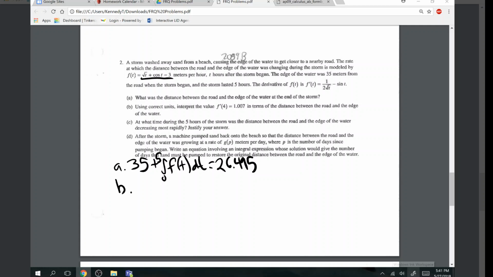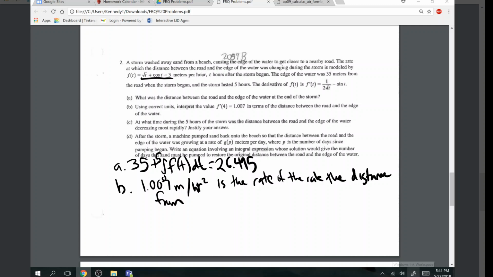So in this case, we have 1.007 meters per hour squared. That is the rate at which the distance of the rodent changing, that's f. So it's the rate of the distance from the road to the edge of the water is changing.